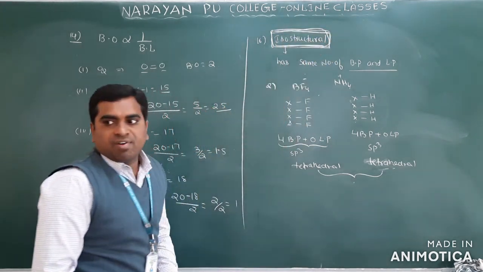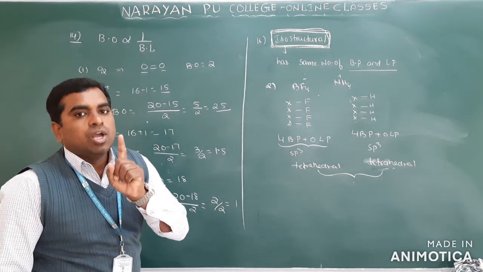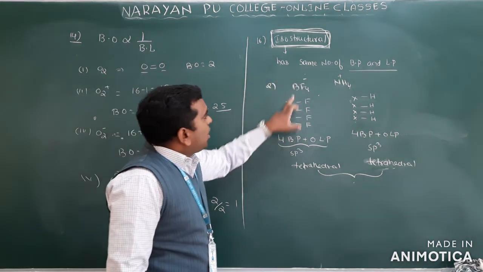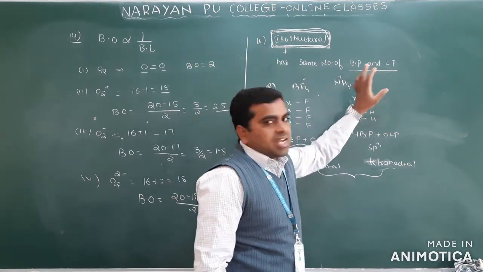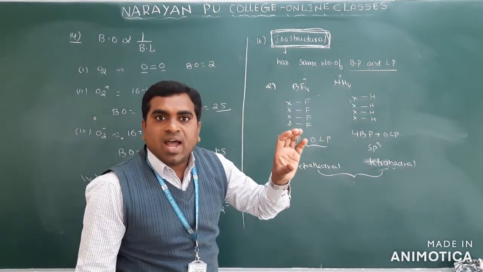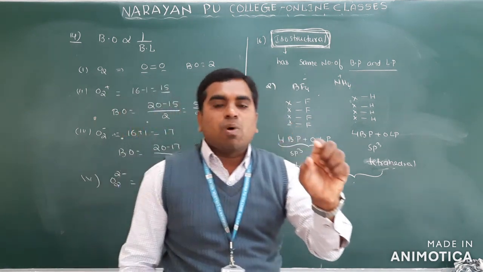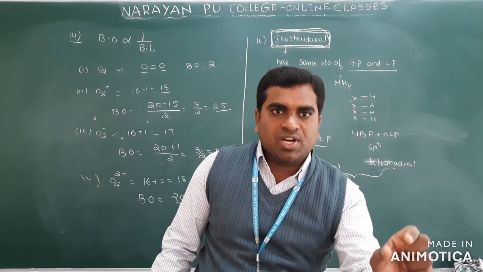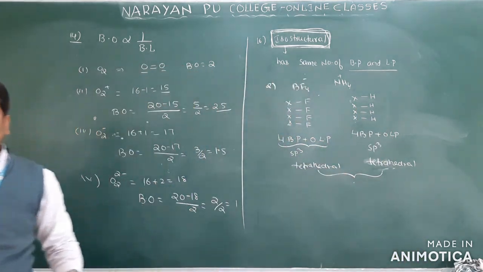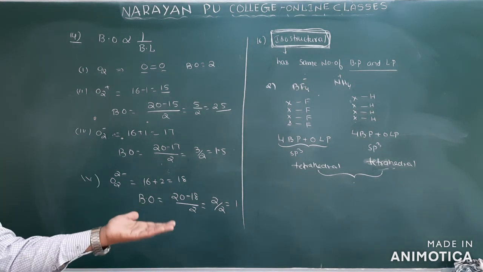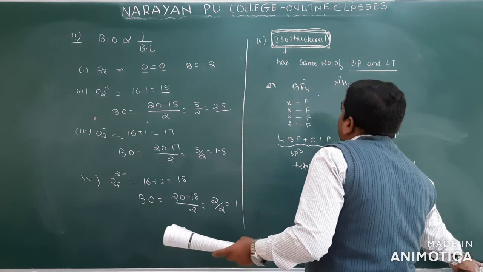So whenever they give isostructural, what do you have to find out? First you find out the bond pairs and lone pairs. Which molecules have the same number of bond pairs and lone pairs, those molecules will have the same structure, and those molecules we call isostructural. So option 2 is the correct one. The remaining molecules you can also calculate. Clear?